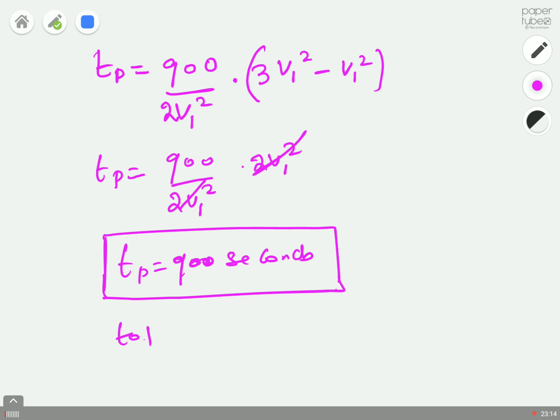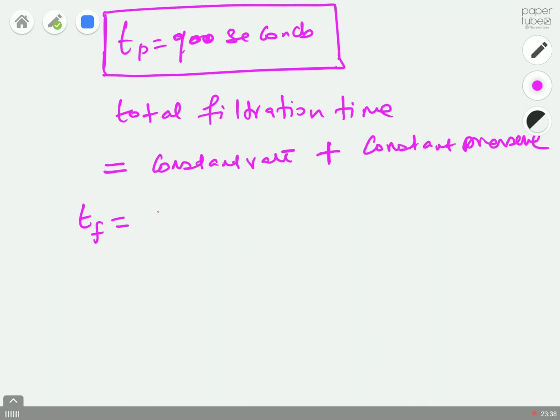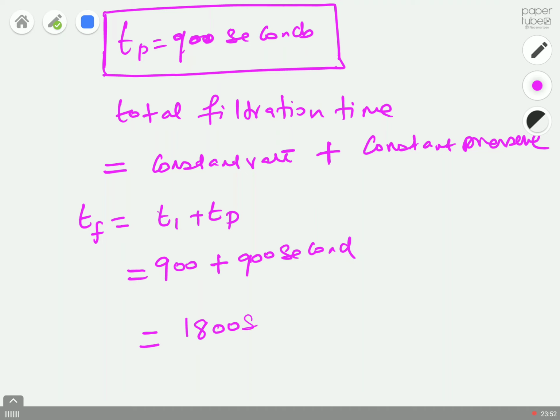So the total filtration time will be the time that we operated our filtration unit at constant rate, and then the time that we operated it at constant pressure. So total filtration time will be equal to t1 plus tp. We know t1 is 900 seconds plus tp is 900 seconds, so that will be equal to 1800 seconds. That's the total filtration time.